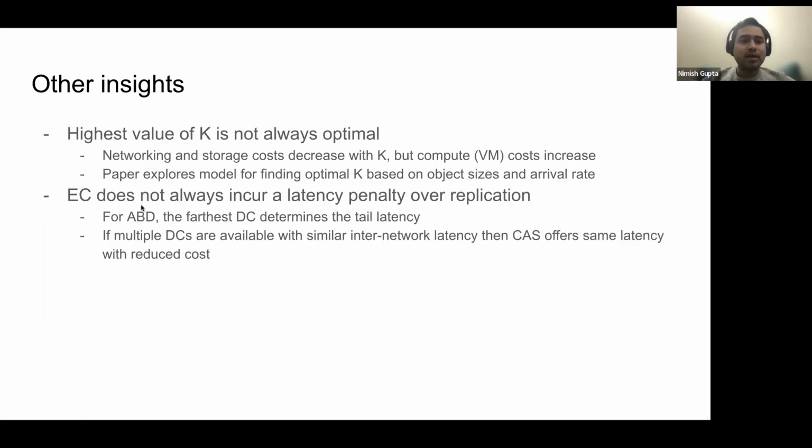And erasure coding does not always incur a latency penalty over replication. So since ABD is a quorum-based approach, the farthest data center determines the tail latency. But if multiple data centers are available which have similar inter-network latency and cost characteristics, then CAS, which is erasure coding, can offer same latency but with reduced costs.